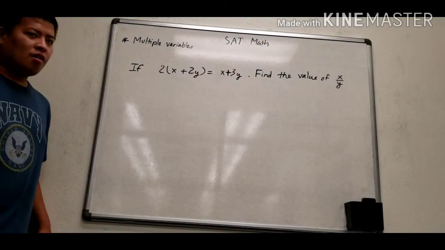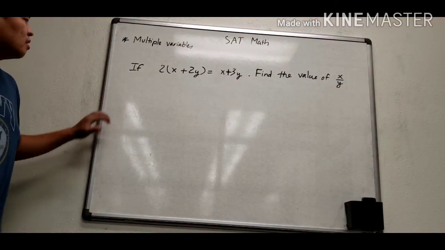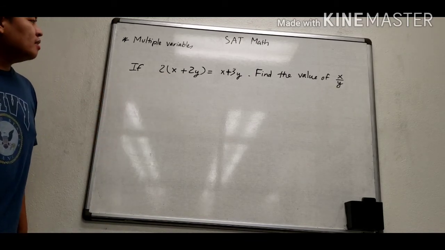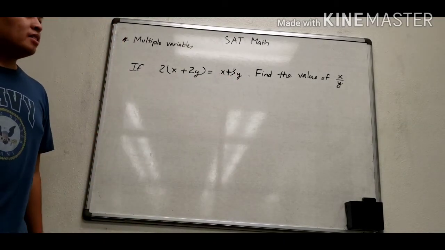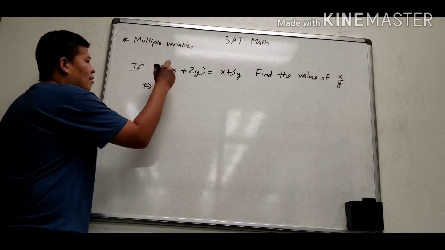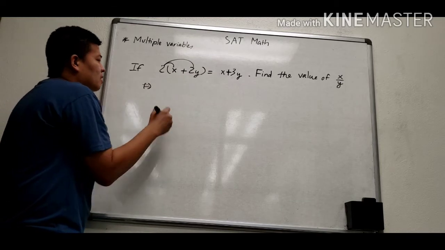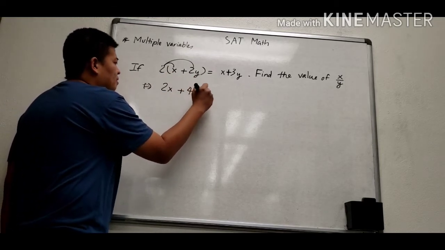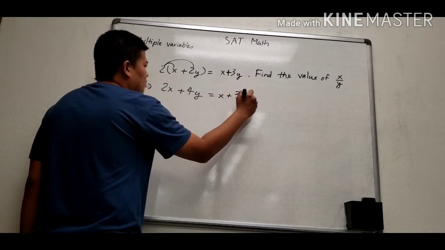Hello everybody, on the SAT math you will see a question like this. If 2 multiplied by s plus 2y equals s plus 3y, find the value of s divided by y. In here we have the number 2, and we multiply with s and with 2y. So you get 2s plus 4y, and we have s plus 3y.